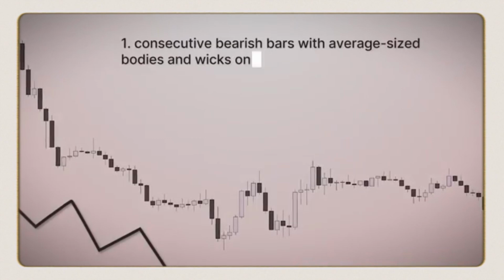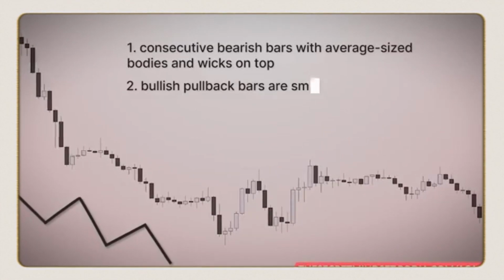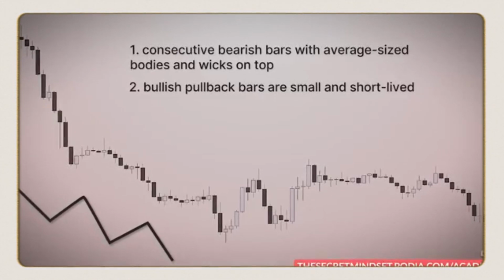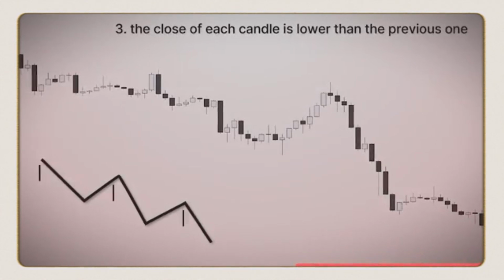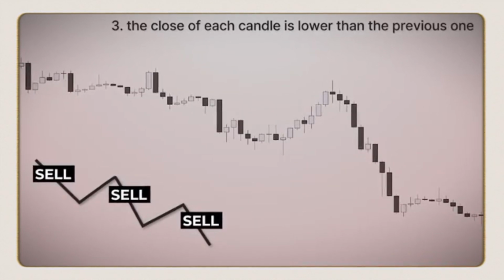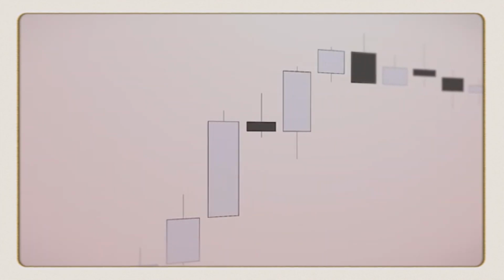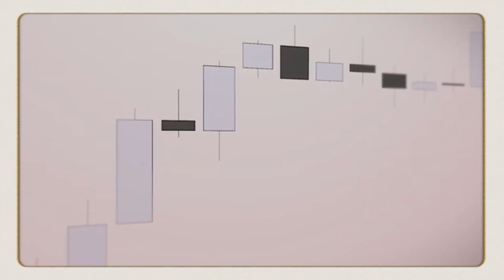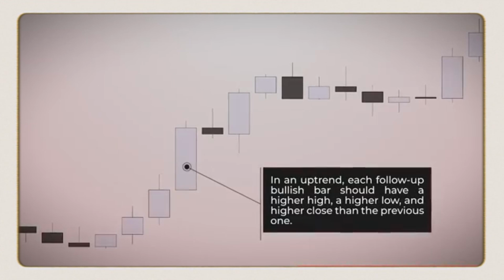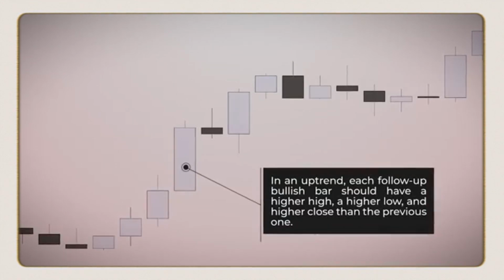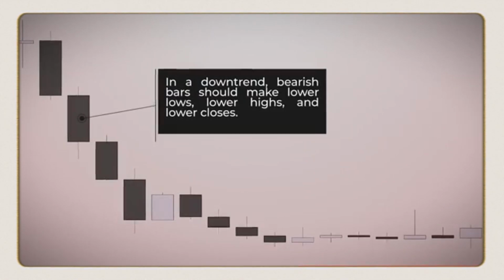In a strong downtrend, you'll find consecutive bearish bars with medium-sized bodies and top wicks. Bullish pullback bars are small and short-lived, with each candle closing lower than the last. Again, if market structure confirms the trend, consider sell pullbacks. Another method to identify trends is by tracking the highs and lows of individual candlesticks. In an uptrend, each subsequent bullish bar should have a higher high, higher low, and higher close than the previous one. For downtrends, bearish bars should form lower lows, lower highs, and lower closes.